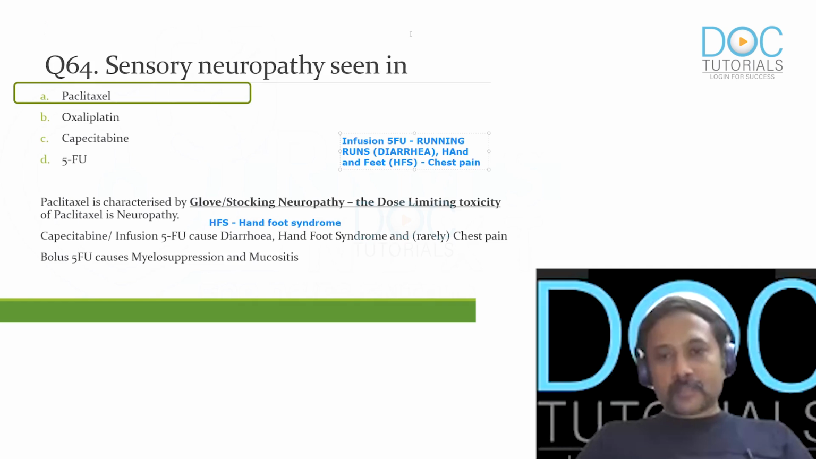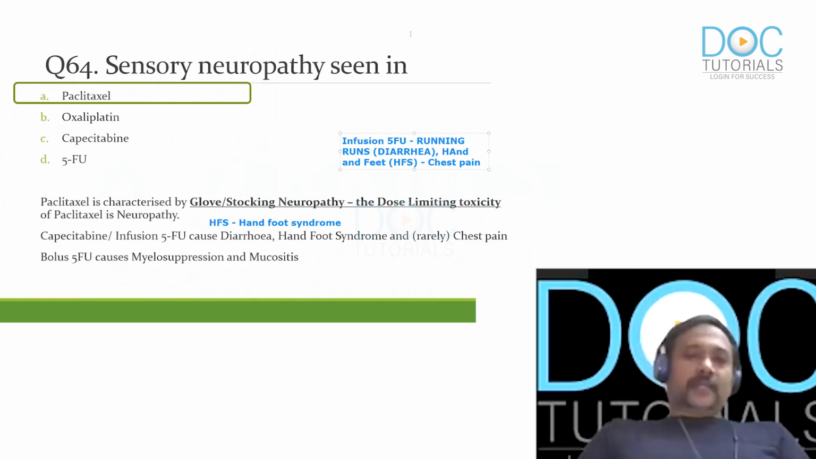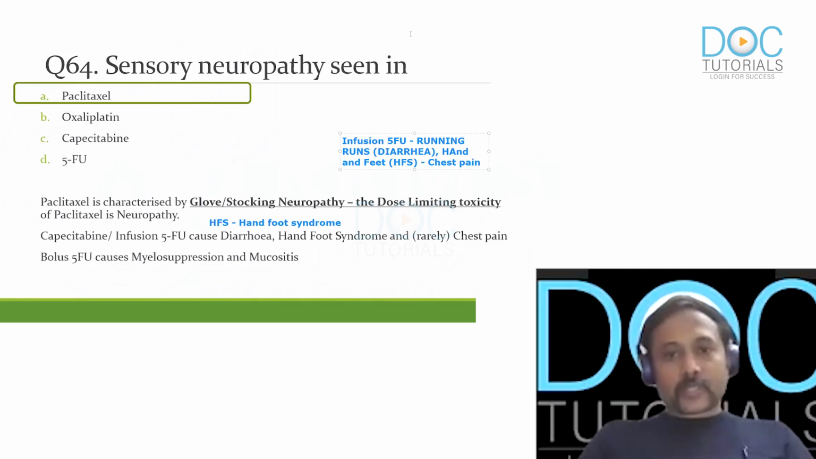Which drug is the most likely cause? Okay, now this is going to be more complex because you can have neuropathy associated with other drugs as well, including oxaliplatin. In such a scenario, I will probably choose oxaliplatin, because in colorectal cancer, capecitabine and 5FU are not generally known to cause so much neuropathy.